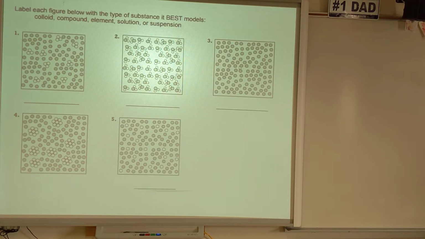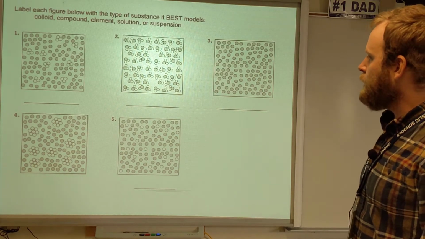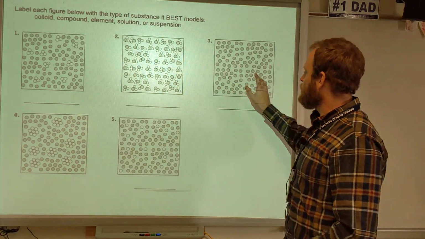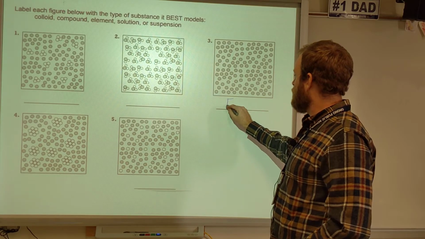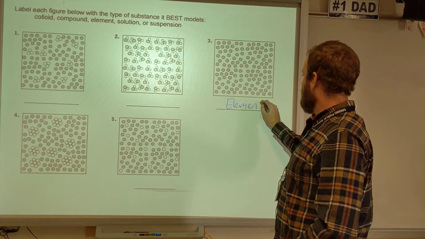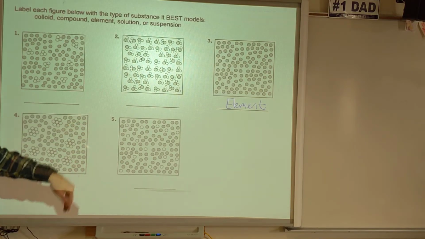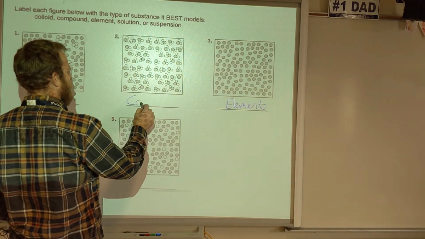Here's the big one. So we have colloid, compound, element, solution, or suspension. Okay, great. So what do we have here? All these particles are the same. So this is our element. This one, all of these particles are the same, but they're made up of more than one type of circle. So this is our compound.